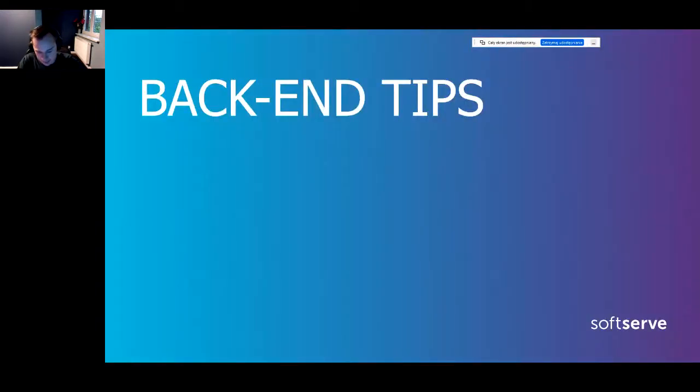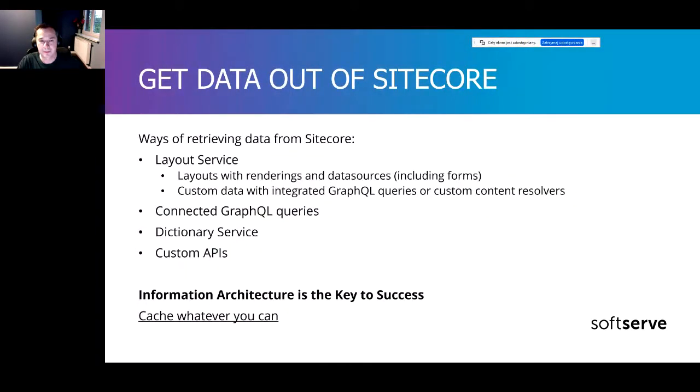Okay, so we can go right now to some tips for the backend developers. What is the major responsibility for the backend developers in JSS? Yes, so it's to get data out of Sitecore. And the backend developers have a few tools and a few ways we can get the data from Sitecore. The most obvious one is the layout service.